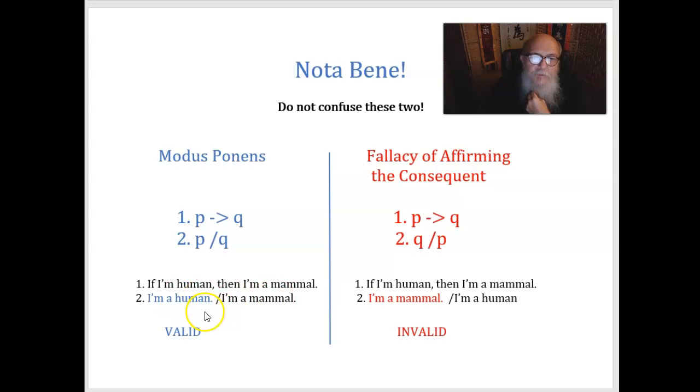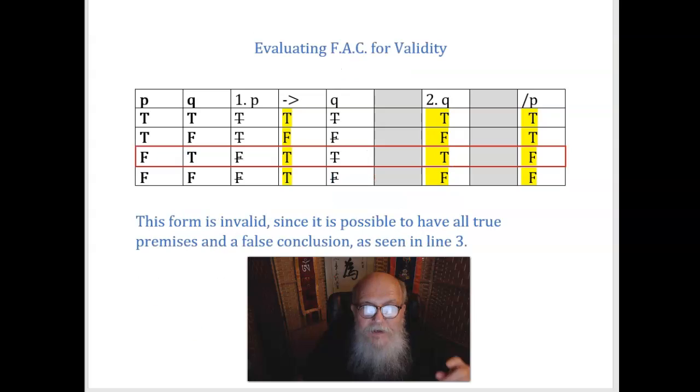If I'm human, then I'm a mammal. I'm human, therefore I'm a mammal is valid. But if I'm human, then I'm a mammal; I'm a mammal, therefore I'm a human is invalid, because my cat or dog are mammals, but they're not humans, so they often think they are. But again, don't take my word for it. You can evaluate the fallacy of affirming the consequent for validity.